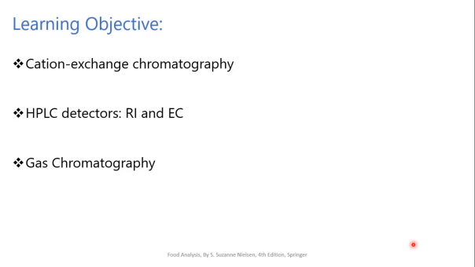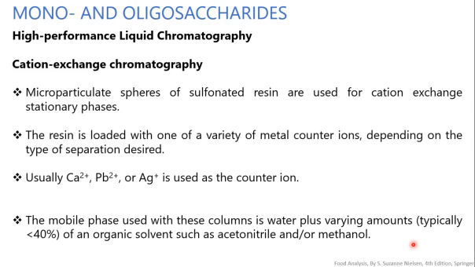And the next topic is gas chromatography. So let us see one by one. So the first one is the cation exchange chromatography. As we know from the previous lecture, anion exchangers are nothing but positively charged species that exchange their anion by using some resins.